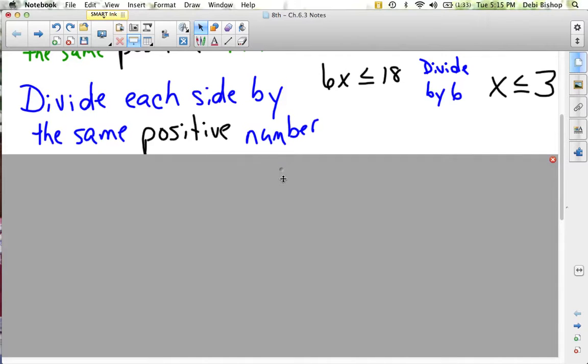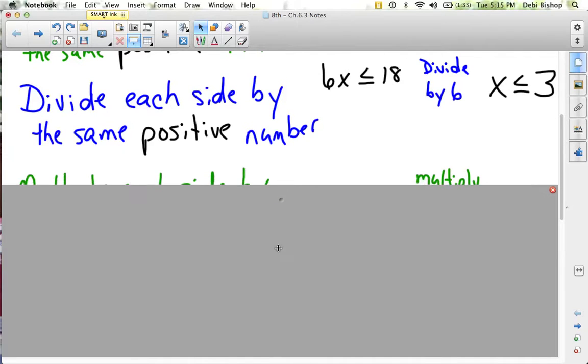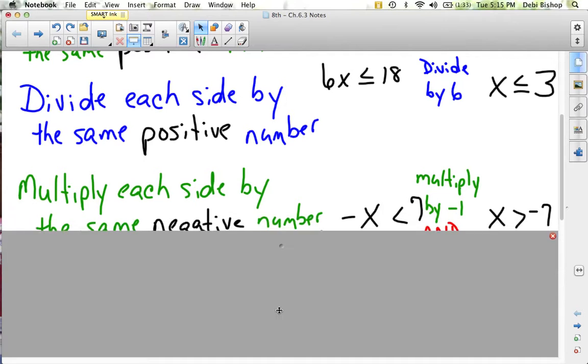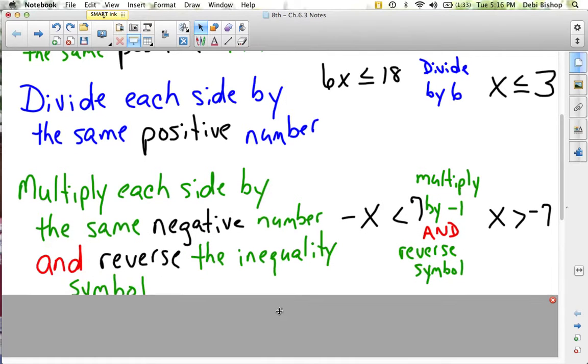Some more rules are with our negative numbers. So we'll start with multiplication. If I have the inequality negative x is less than 7, again, I treat it like an equal sign. So I would multiply each side by the same negative number, and I would reverse the inequality symbol. I will be multiplying both sides by -1, and I would reverse the symbol. So I am left with x is now greater than -7.